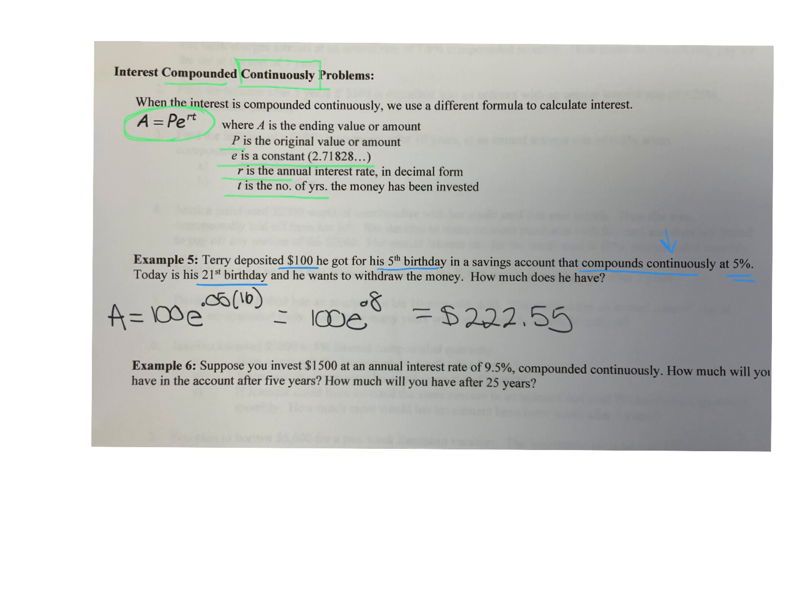Okay, so let's do the next one. Suppose that you have $1,500 at an annual interest rate of 9.5% compounded continuously. How much will you have in the account after 5 years and after 25 years? So A equals my 1,500 times e to the 0.095 times 5. And then same thing, two problems: A equals 1,500 e to the 0.095 times 25.